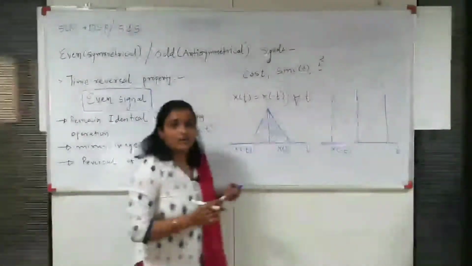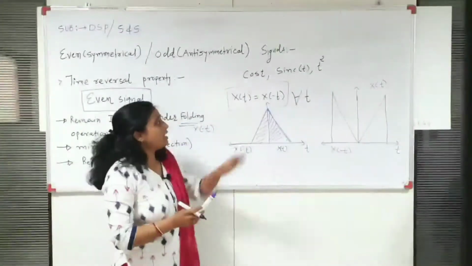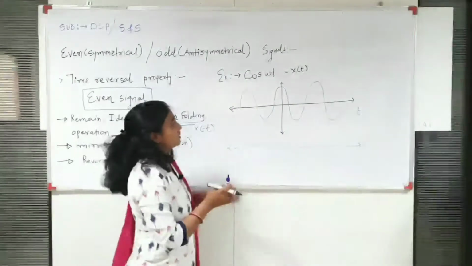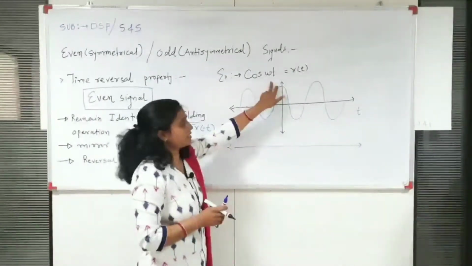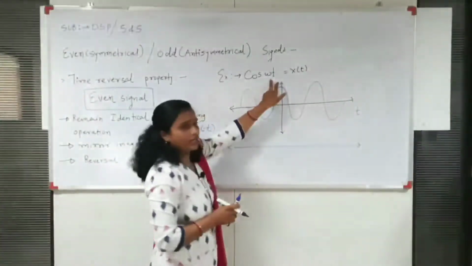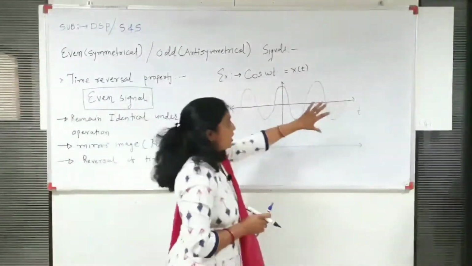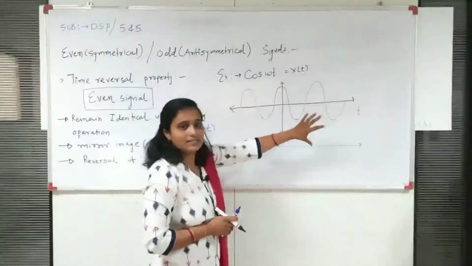These all are examples of the even signal. As we know, the cosine function is an even signal. Let's take cos omega t as our example, so x of t is cos omega t. Now this is the graph of the cosine function. Now, how do we show that cosine is an even signal?